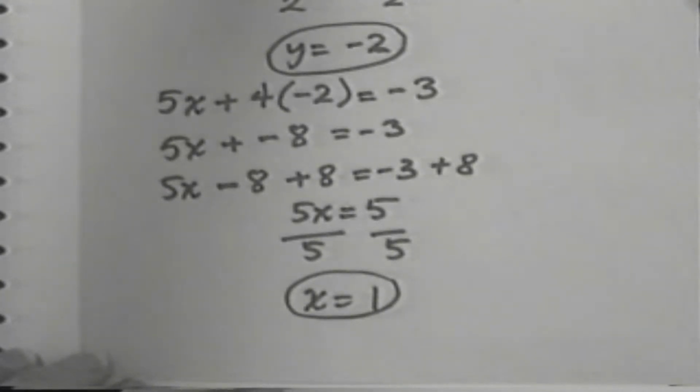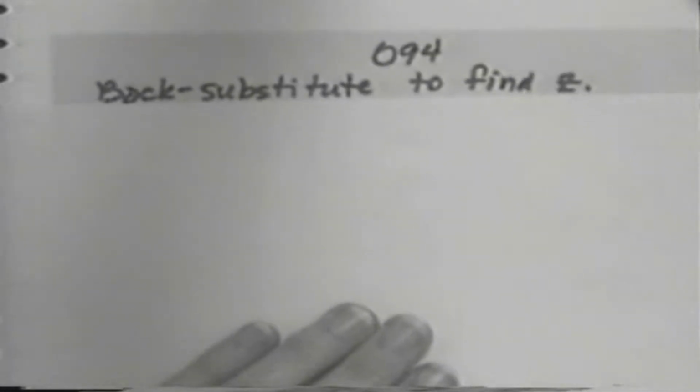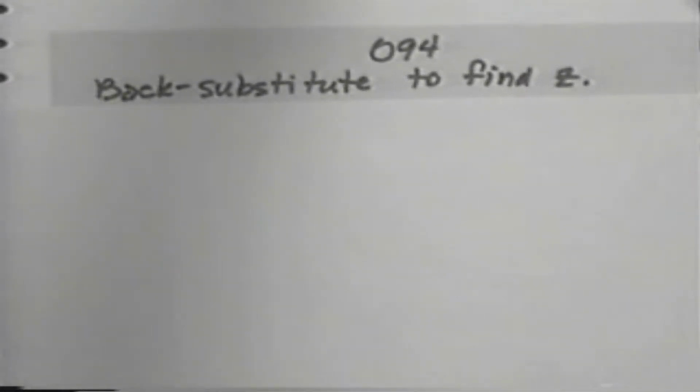We've got x and y both determined. All that's left is to find z. And so we back substitute to find z. To find z, we must use one of the original equations and fill in the numbers that were given so far.